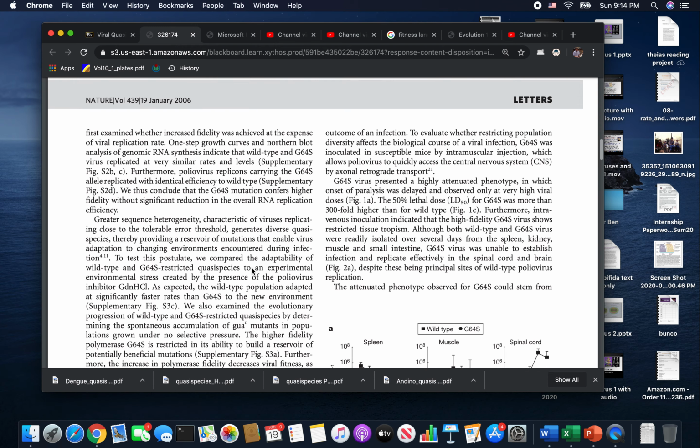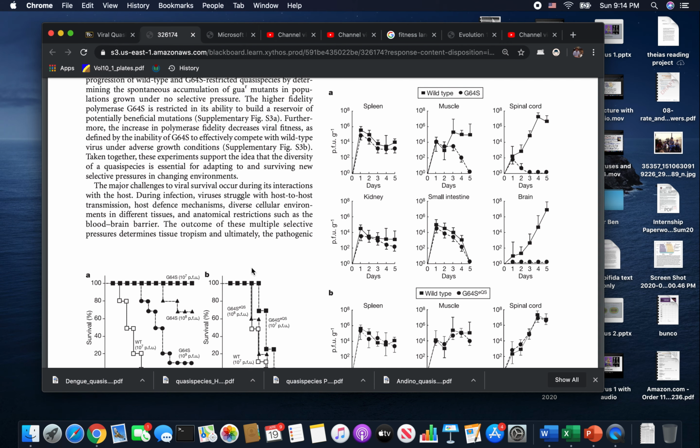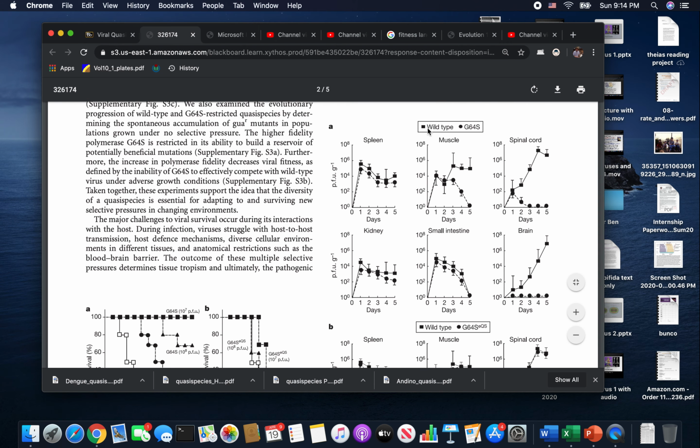Yeah, so what's the difference between these things? Well, let's compare them. So wild type's going to be the square, and the circle is going to be G64S. And so both viruses seem to be able to get into the spleen about as well. G64S isn't quite as good, but similar kinetics.